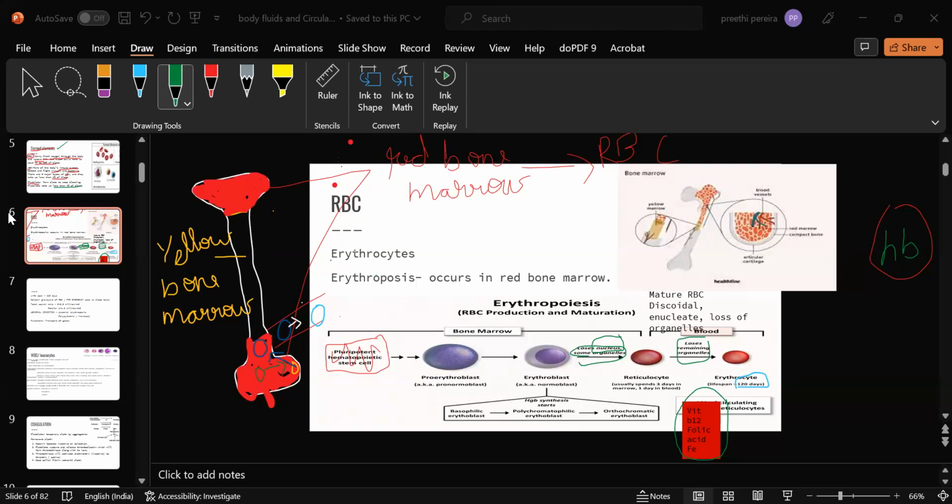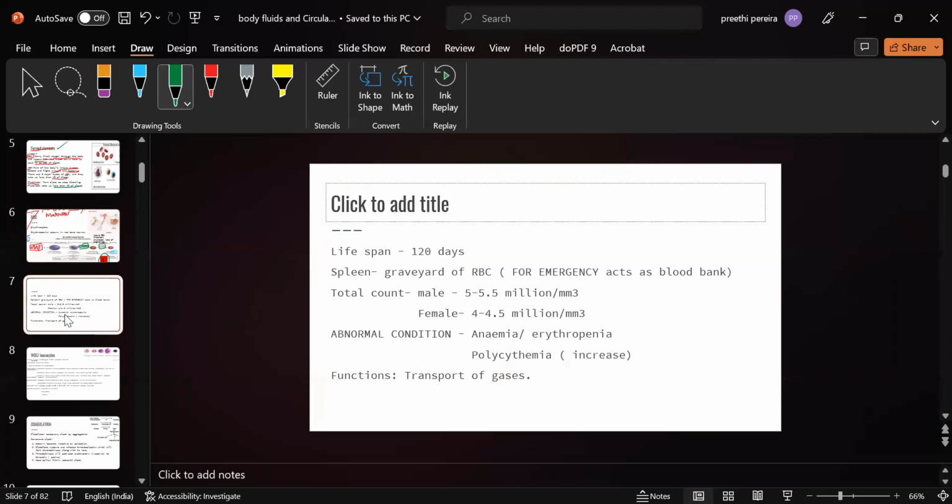Okay, setting is left. We are going to see the counts of RBC. You know the lifespan of an erythrocyte or RBC is 120 days. After that, where does it go? It goes to the spleen. Where is the spleen? It is near our stomach. We call the spleen the graveyard of RBC.